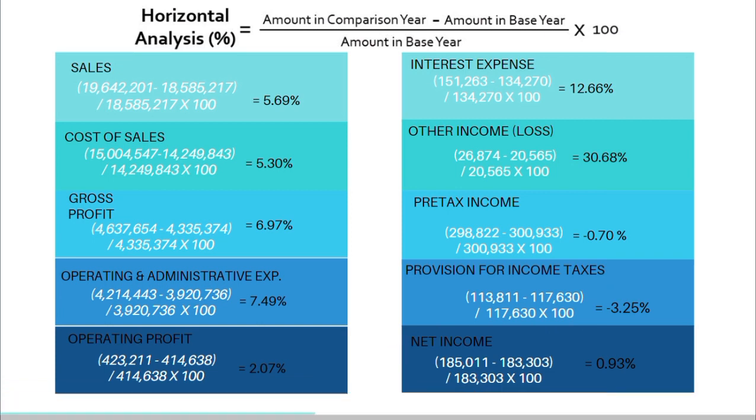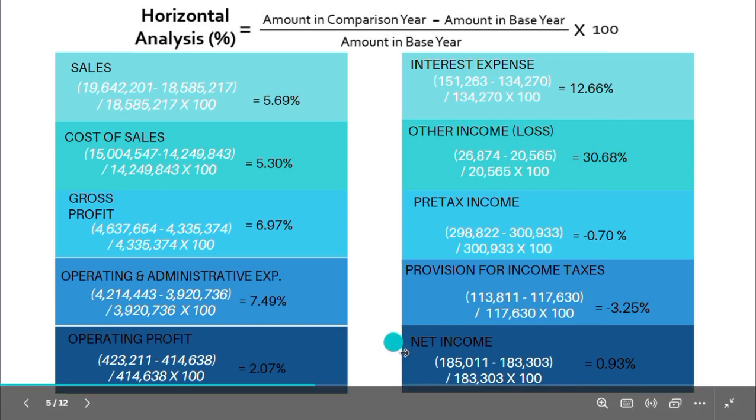3.25%. And lastly, for the net income, again, 185,011, which is the amount in comparison year, subtract 183,303, which is the amount in base year, and divide it by the amount in base year, which is 183,303, times 100, and the total result is 0.93%.